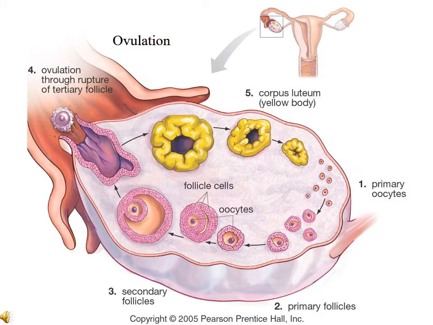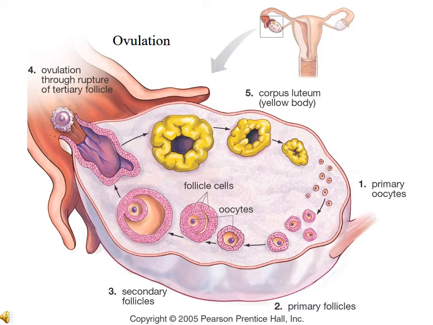Now, once that egg is released into the fallopian tube, as you can see in number 4, that egg is waiting to be met by a horde of sperm to be fertilized. But you notice that all the support cells, the rest of the follicle, goes off to the right, and it becomes what is referred to as the corpus luteum.